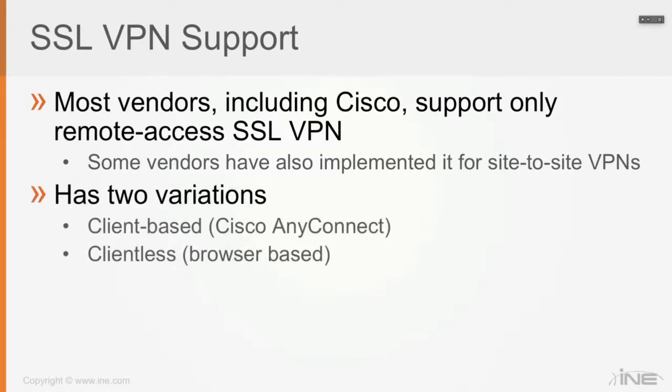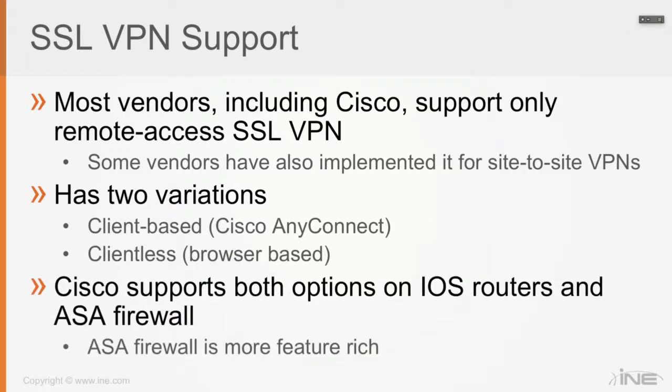SSL VPN remote access has two variations. It can be client-based, so you install VPN client software on the remote access client, which is the Cisco AnyConnect. Or it can be clientless, which means that if the user works from an internet cafe, he can still fire up a secure VPN tunnel to the headquarters using just a browser. It's a regular HTTPS session from the browser to the VPN gateway, and I can access some data securely from the company's network.